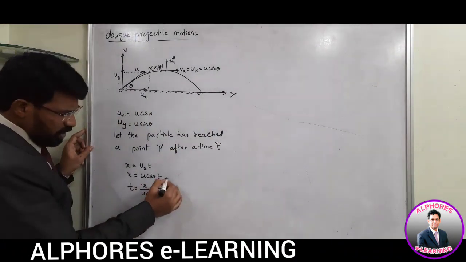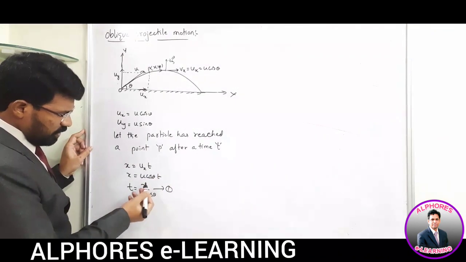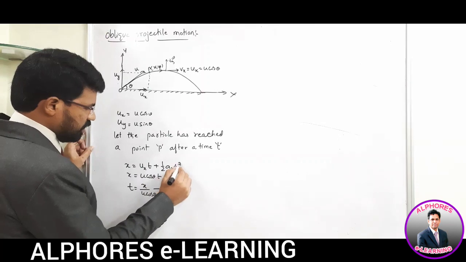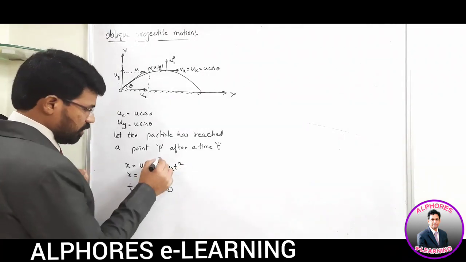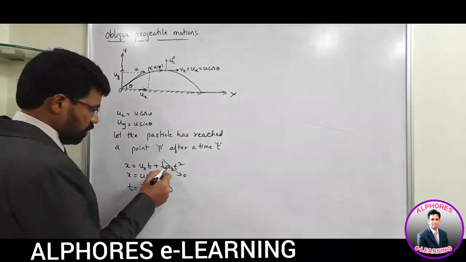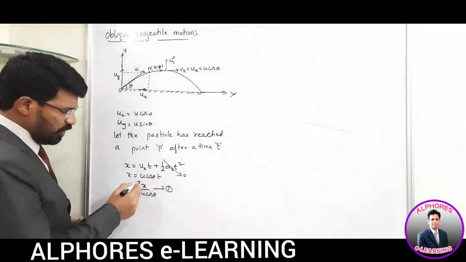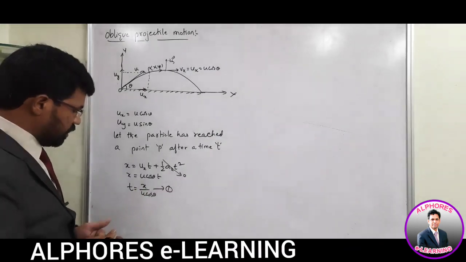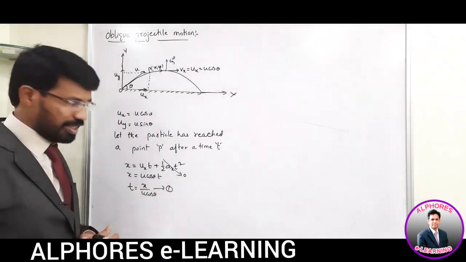So in the case of x, what is the equation? x is equal to uxt plus half axt square. This is what you are supposed to write. Here, in the horizontal direction, there is no acceleration, so this term vanishes. If you replace ux with u cos theta, you will end up with x equal to u cos theta t. So this is how the t related expression can be written.